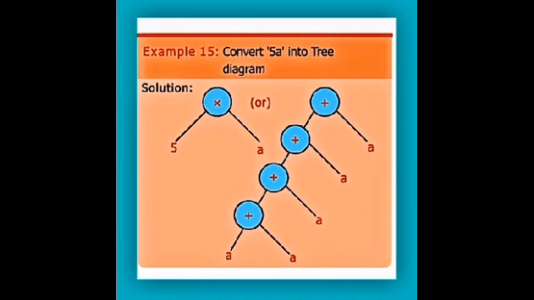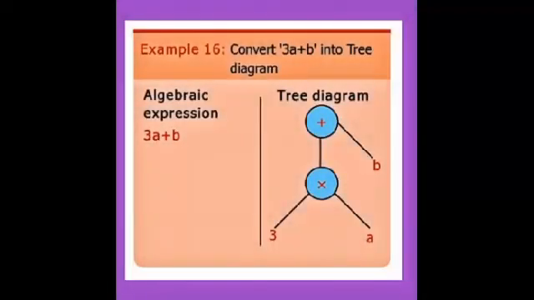The first example is convert 5a into a tree diagram. 5a means we should multiply 5 into a, or otherwise take all a in terms of 5 times. Like this only we are going to do. The next example, convert 3a plus b into a tree diagram. Algebraic expression 3a plus b. Then we have 3 into a in terms of multiplication. Then you have to add b, that is plus b. 3 into a plus b.